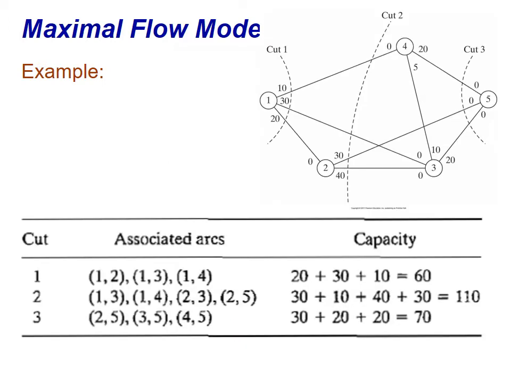As you can see, in cut 1 we have arc 1, 2. Remember, we represent the arcs with the nodes. 1, 2 is this arc, node 1 to node 2. And 1, 3, which is node 1 to node 3, and 1, 4 is this one. So cut 1 includes these 3 arcs, and the total capacity is 60. Cut 2 includes these 4 arcs, and when we add up their capacities, we find that the total capacity of cut 2 is 110, and for cut 3, it's 70. So calculating the capacity of a cut is equal to summing the capacities of the arcs involved in that cut.